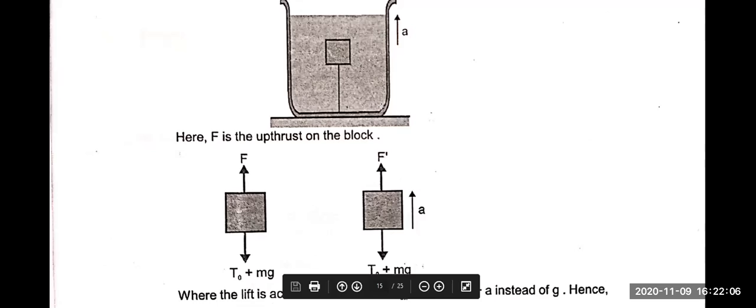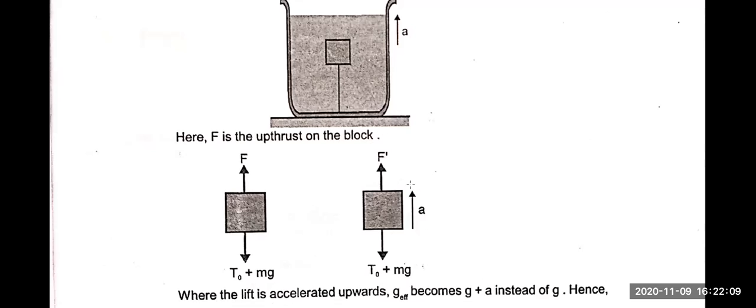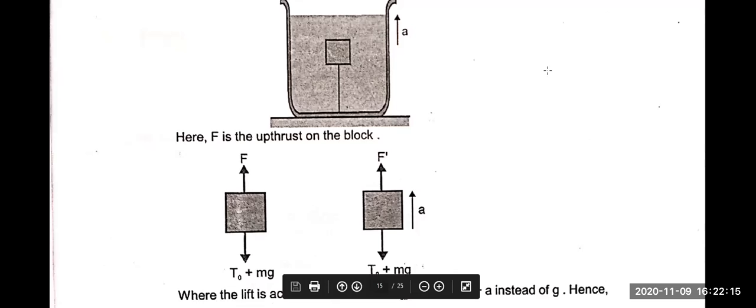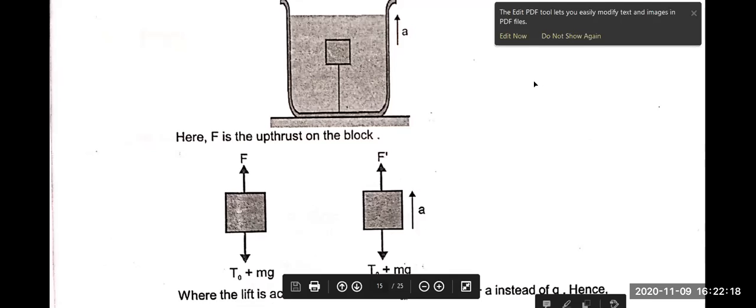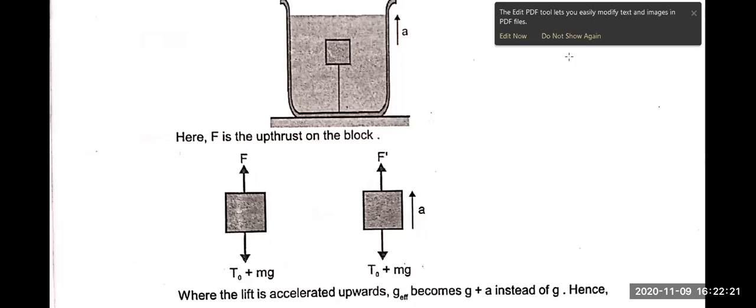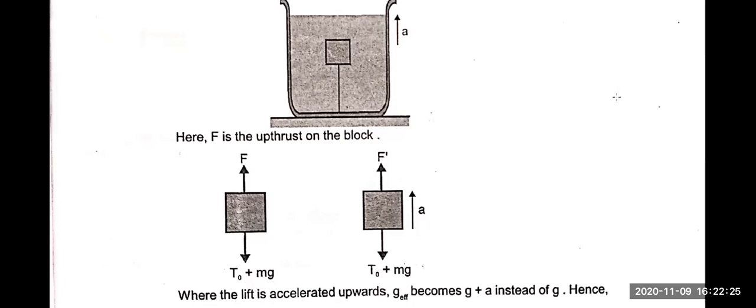Now, when the lift is moving, we have acceleration in this direction. So instead of g, we can have g effective here. We will have g effective over here. Got it? As simple as that. So what would be the equation now? Think about it. Can I say like this? Yes or no?